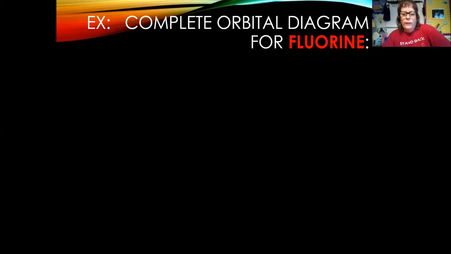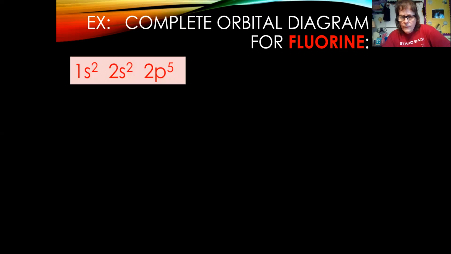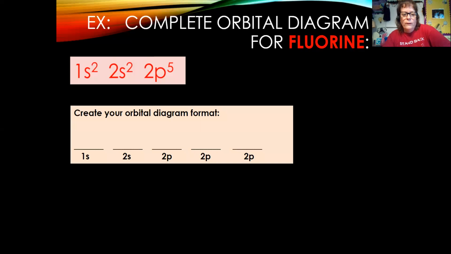All right, let's look at an orbital diagram for fluorine. You would have done your electron configuration first, which looks like this. If you want to take a second to try to do your orbital diagram, you can pause the video here. But the next thing you should do is go ahead and create your diagram format, and we have a 1s orbital, we have a 2s orbital. You have a line for each one of those. And remember, we said the p orbitals can hold up to 6 electrons, so you have to draw 3 lines.